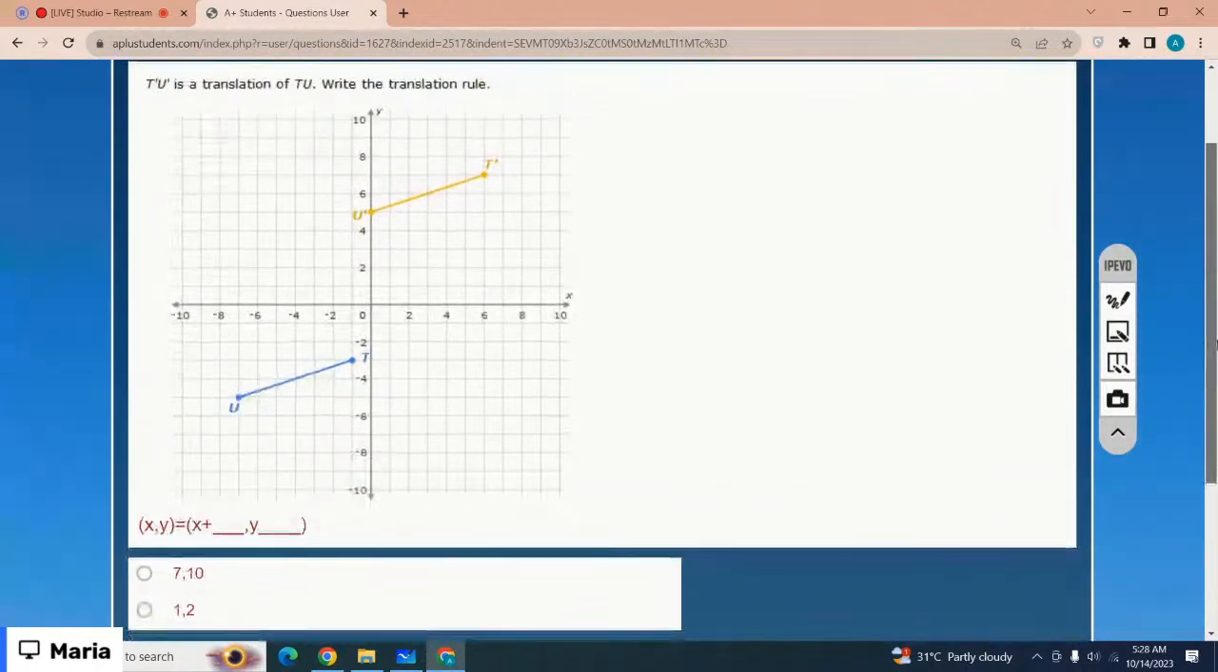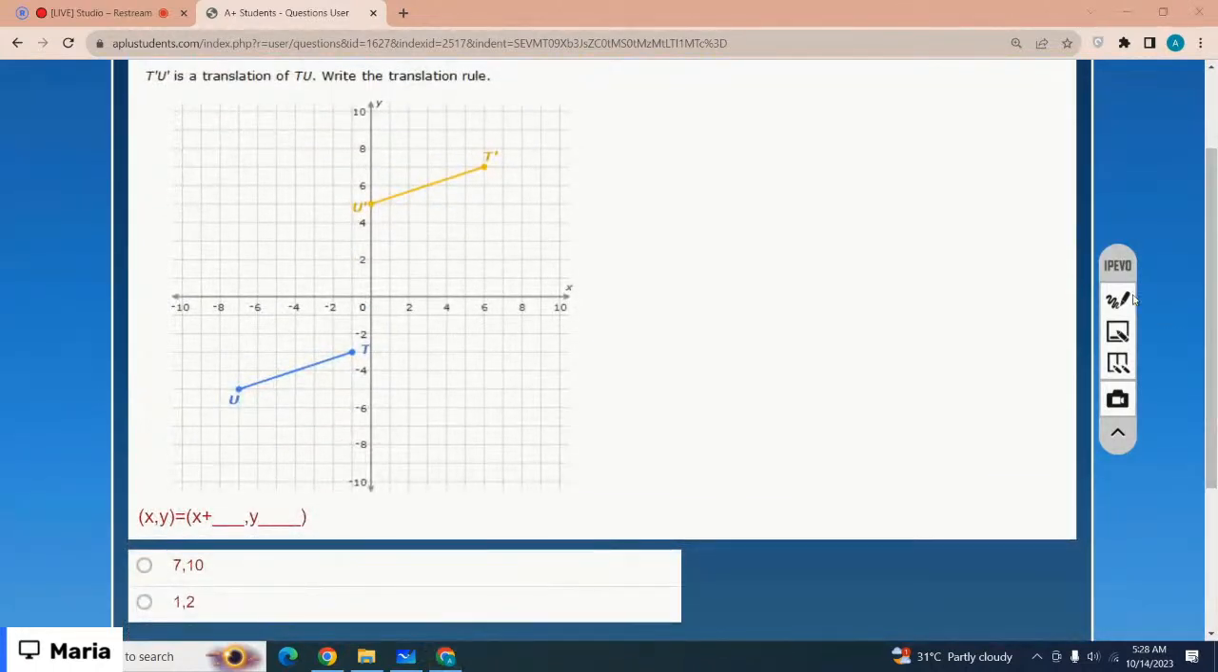Okay, so T dash U dash is a translation of TU. What is the translation rule? T is moved right. How much right? 6 and 1, 7. And U is moved up. How much up? 5 and 5, 10 points up. So that is 7 and 10. Right? The correct option is 7 and 10. Option 1 is the correct option.